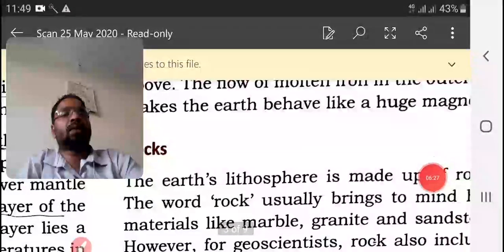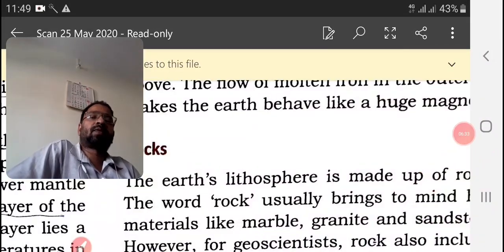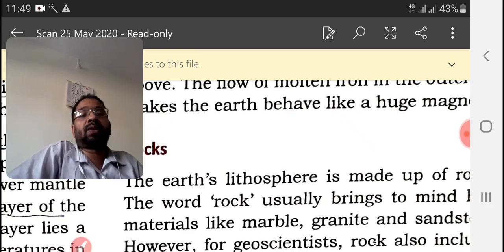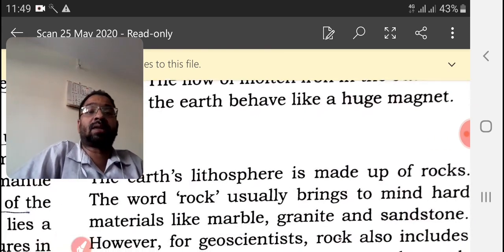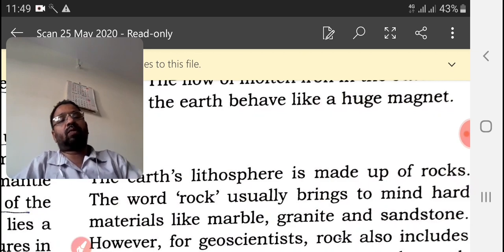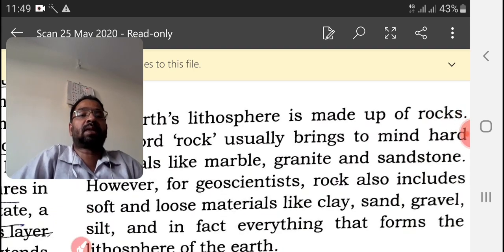Now let us learn rocks. The earth's lithosphere is made up of rock. Usually a rock brings to mind material like marble. When we think of a rock, materials like marble, granite, and sandstone come to mind. However, for a geoscientist, rock also includes soft and loose materials like clay, sand, gravel, slate, silt, and in fact everything that forms the lithosphere of the earth. These are some of the examples.